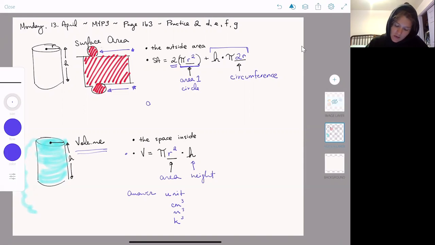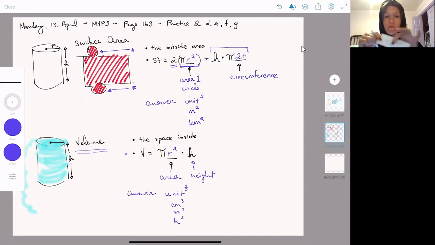And then for this, your answer is going to be in units squared. Okay, so meters squared, kilometers squared, because when you're measuring area, it is in 2 dimensions, just like this piece of paper is 2-dimensional, okay? Area is 2-dimensional. All right, let me take a quick pause, get ready.